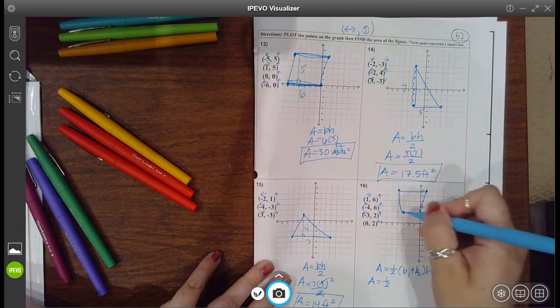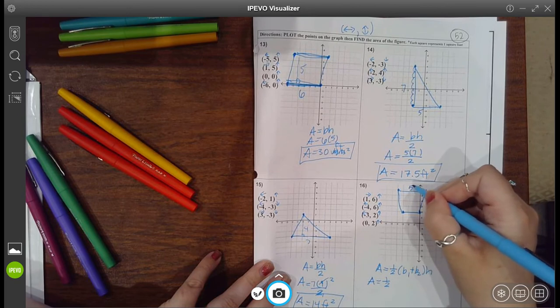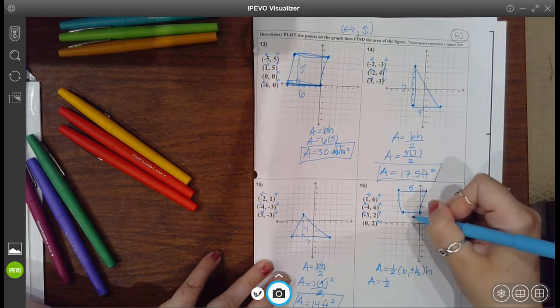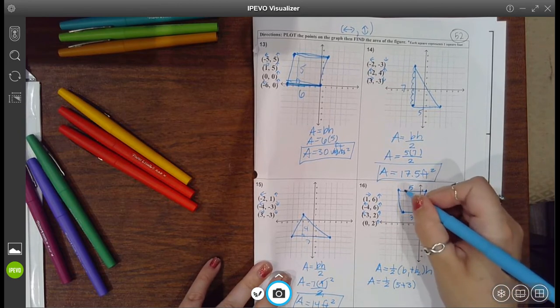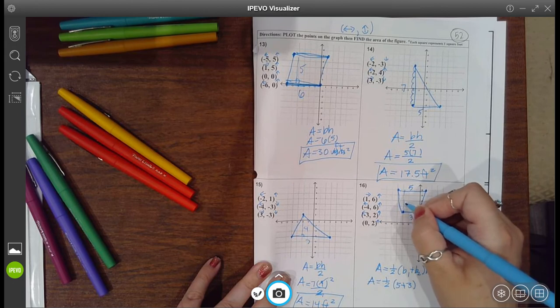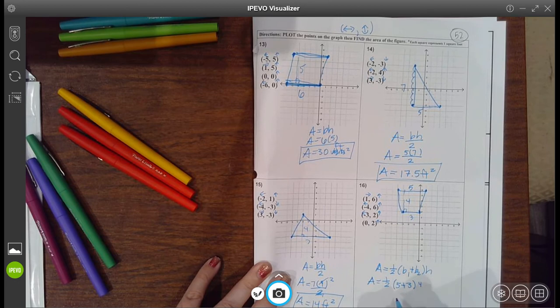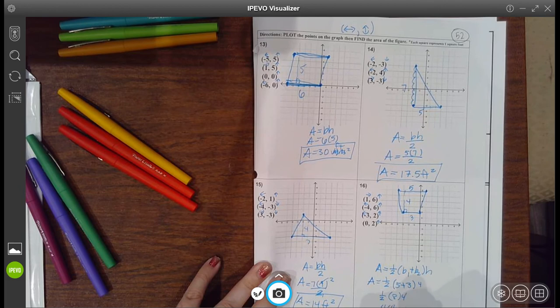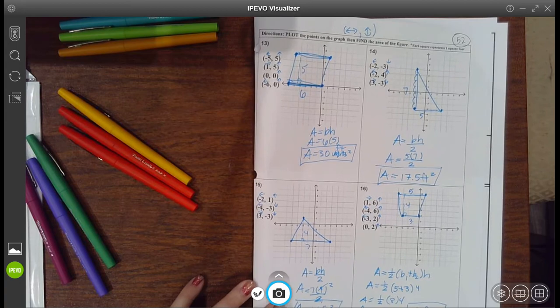My 2 bases are the sides that are parallel. So 1, 2, 3, 4, 5. And 1, 2, 3. So 5 plus 3 from my 2 bases times the vertical height that separates them, 1, 2, 3, 4. So 5 plus 3 is 8. Half of 8 is 4. And 4 times 4 is 16. So it's 16 feet squared for the area of that trapezoid.